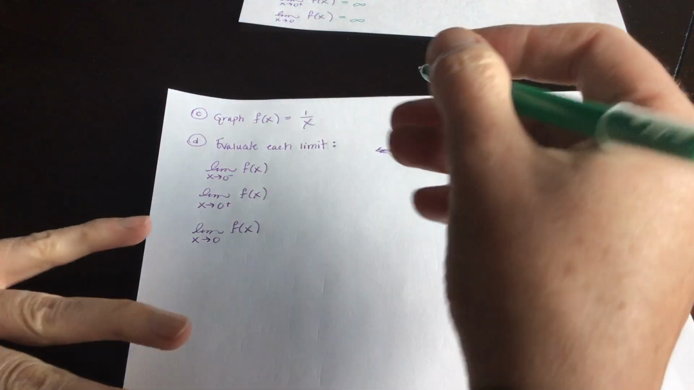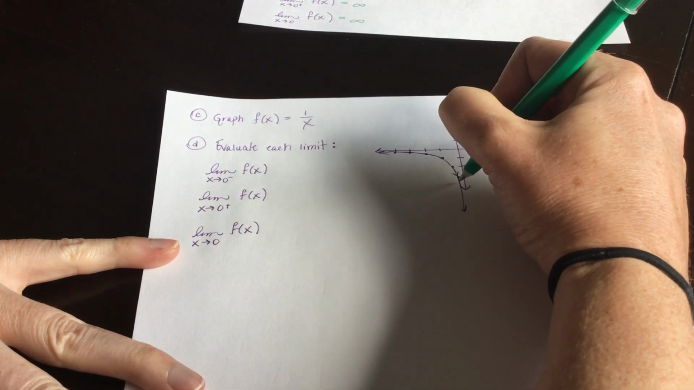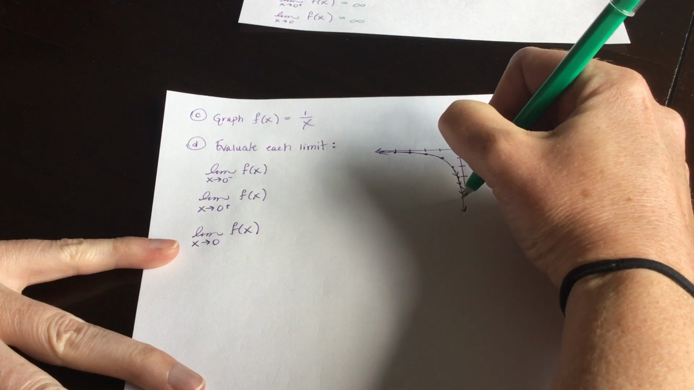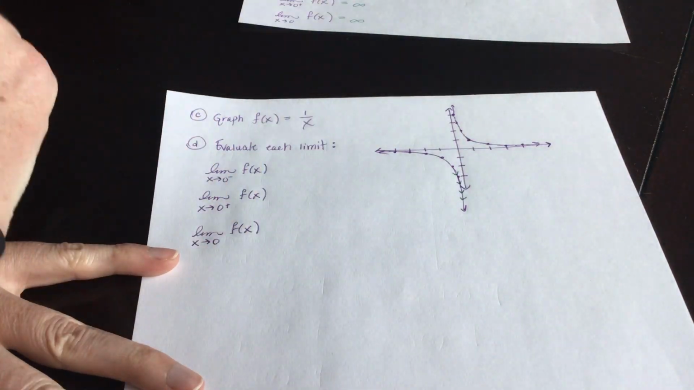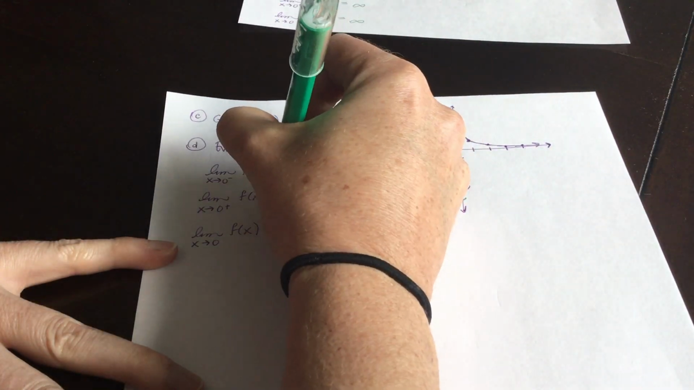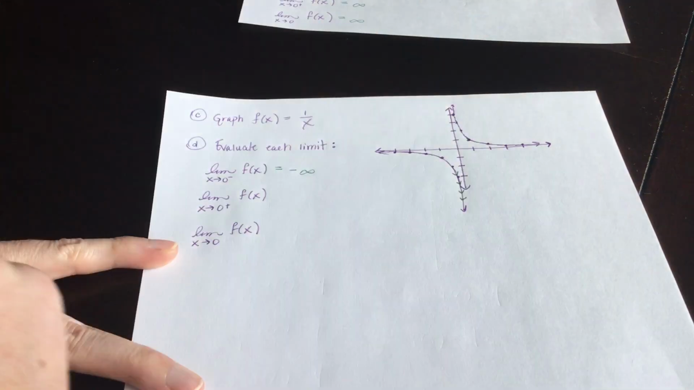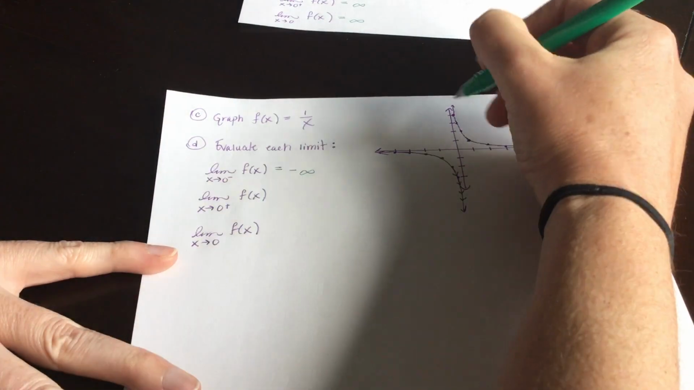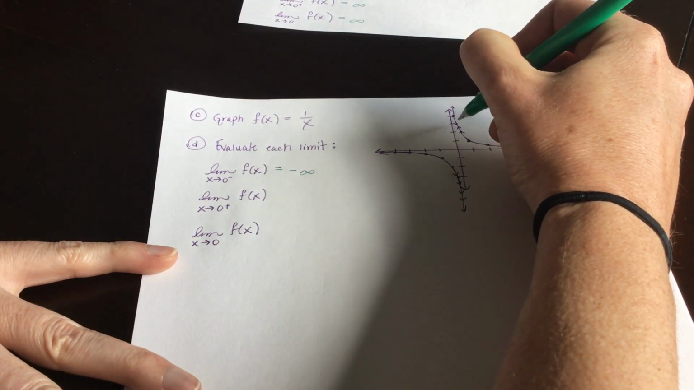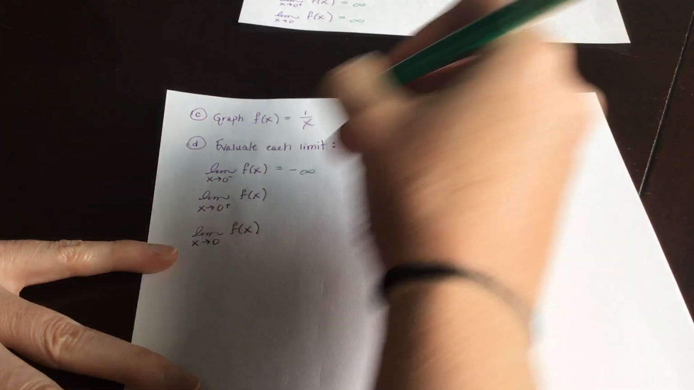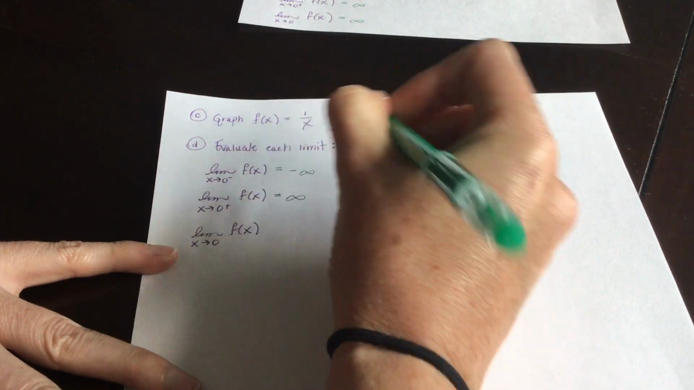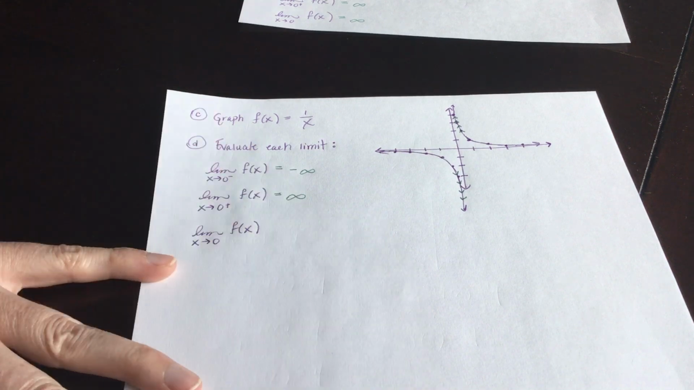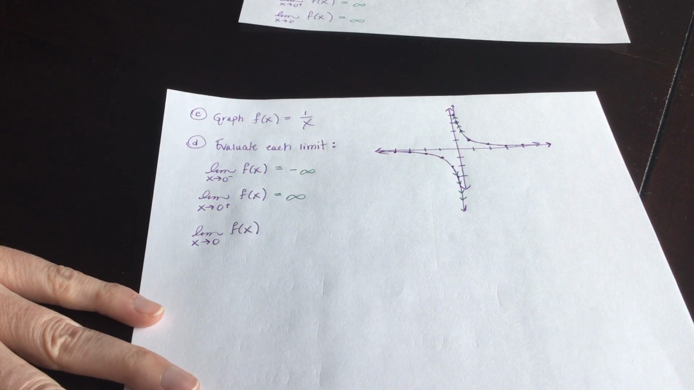Okay, so limit as x approaches 0 from the left. Your textbook would probably say does not exist, but I'm going to go ahead and say negative infinity. I would like for you to answer that way as well. Limit as x approaches 0 from the right. I would say positive infinity. Your textbook would say does not exist. I'm hoping that you will say positive infinity.